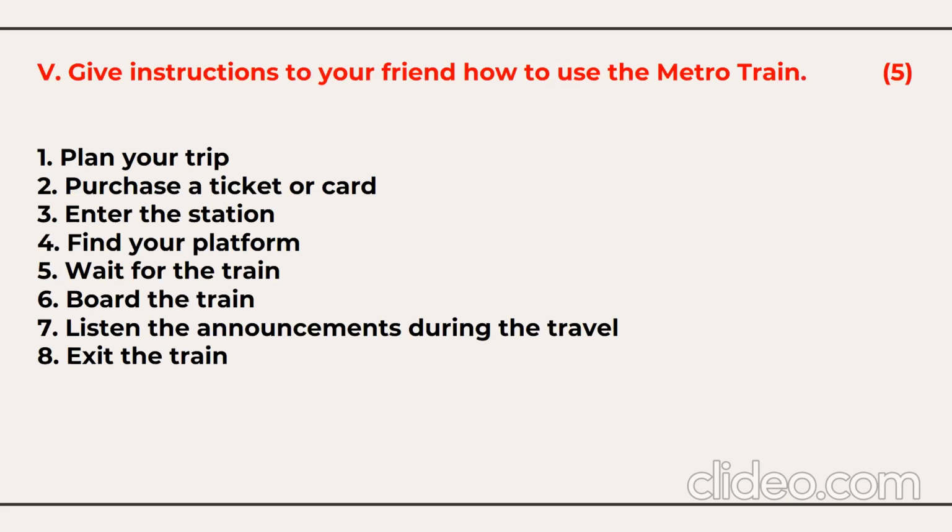the main verb first. So you can see here on your screen: plan your trip, purchase a ticket or card, enter the station, find a platform, wait for the train, board the train, listen to the announcements during the travel, exit the train. You can look at these 8 main verbs: plan, purchase, enter, find, wait, board, listen, exit. So all the sentences are beginning with the main verbs. That is called imperative sentences that are being used to form the instructions.